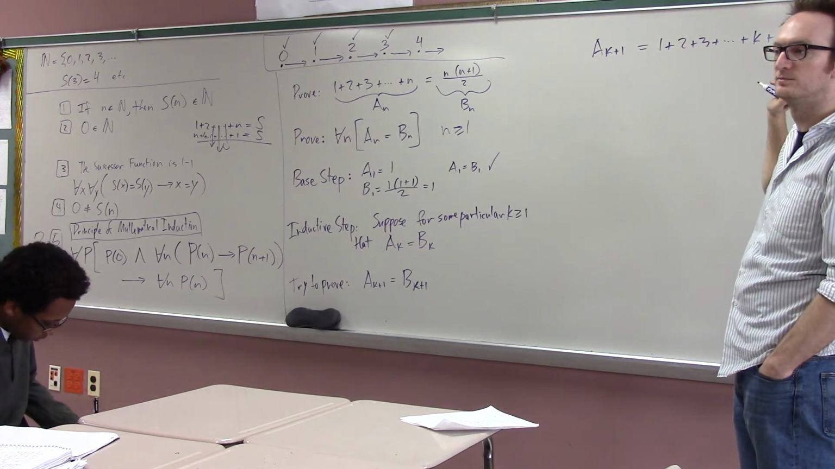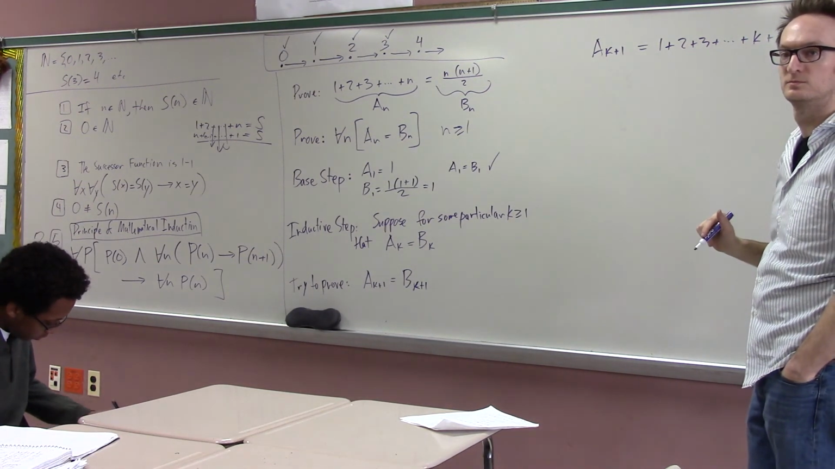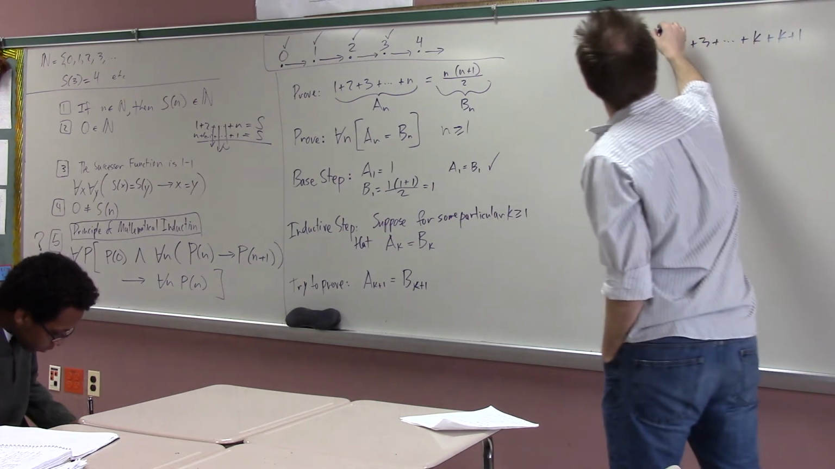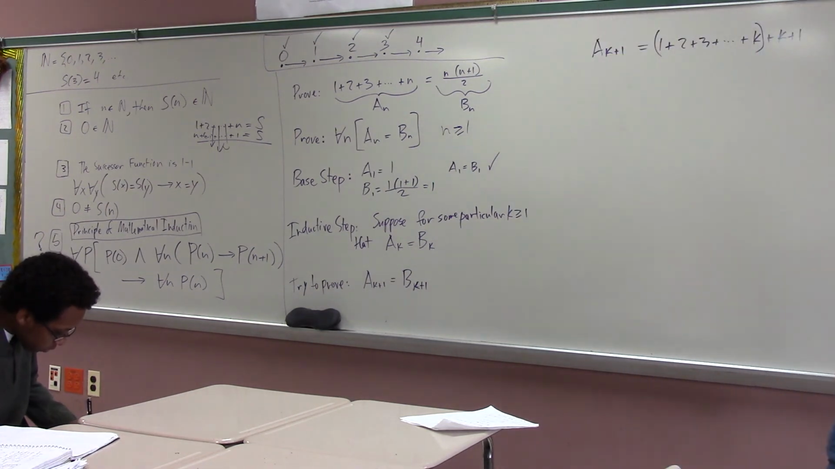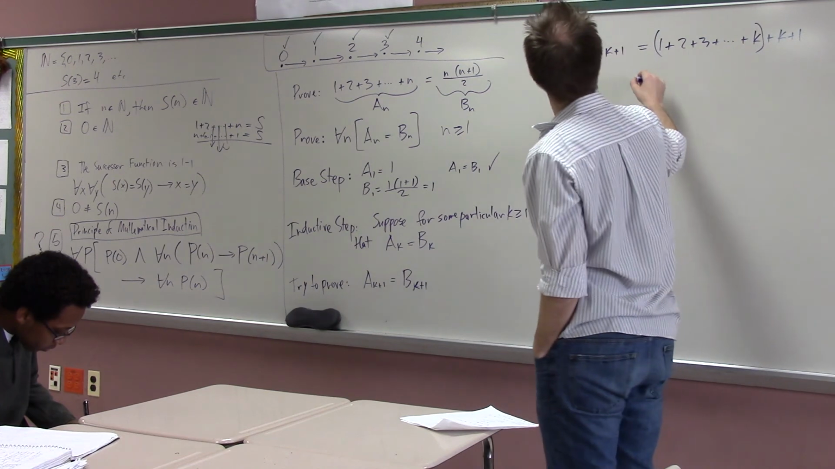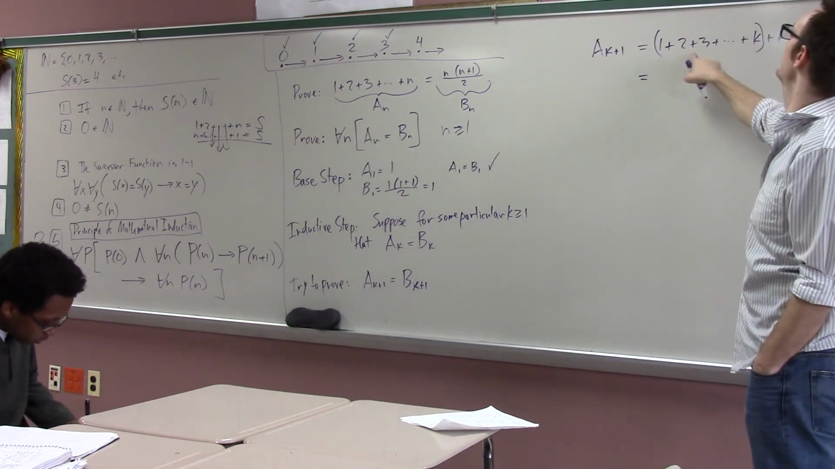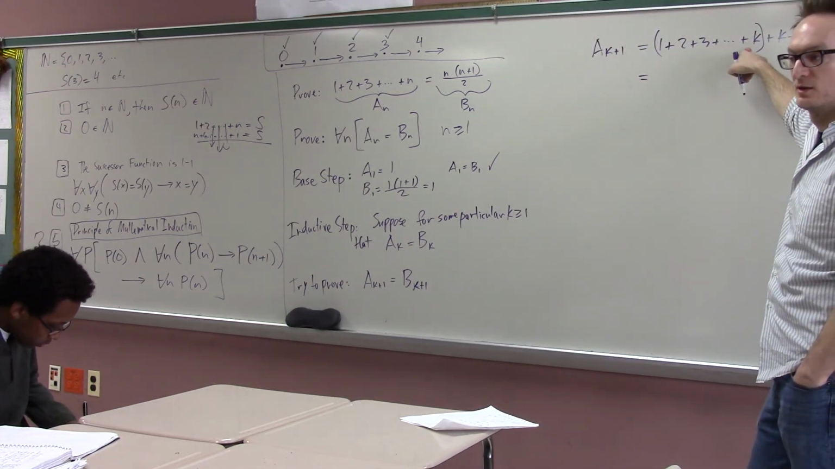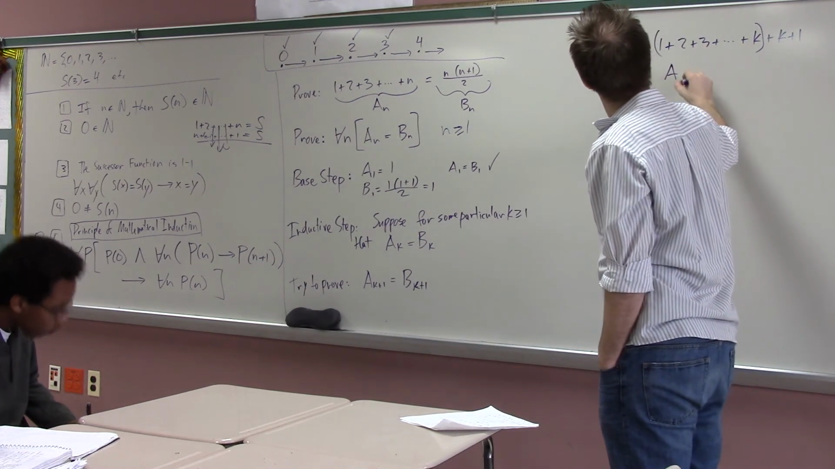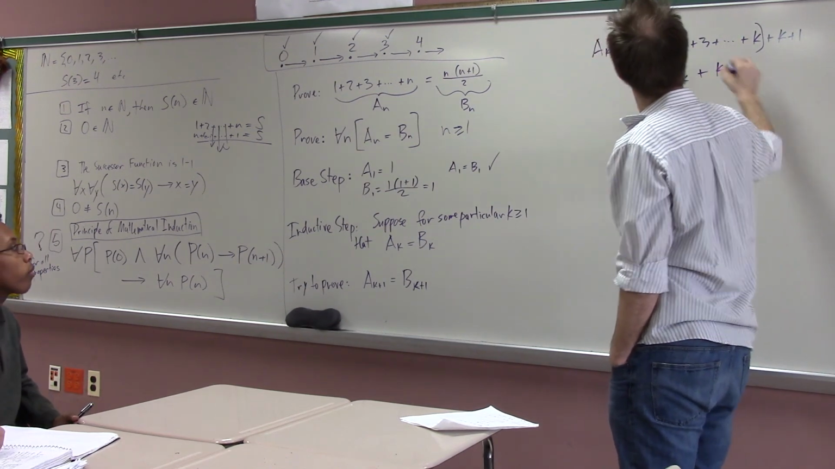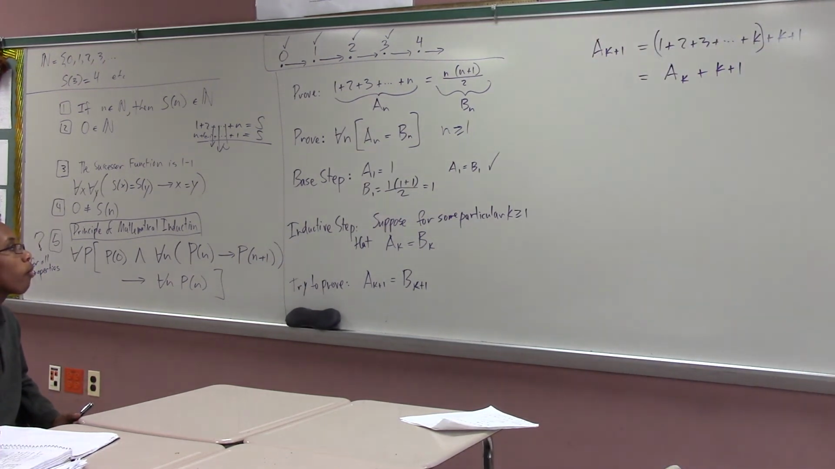Okay, now what? What is 1 plus 2 plus 3 plus all the way up to k? That's just a sub k. In other words, a sub k plus 1 is just a sub k plus one extra number, k plus 1. Cool?